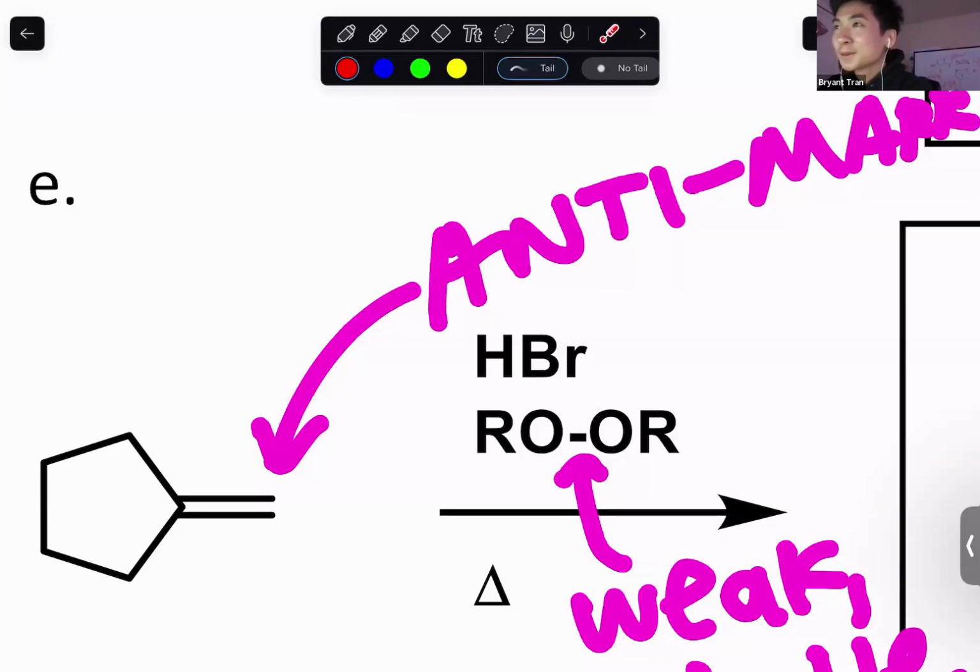Karsh effect, also called the peroxide effect or anti-Markovnikov addition, is a phenomenon where the addition of hydrogen bromide, HBr, to an unsymmetrical alkene occurs in the opposite way than predicted by Markovnikov's rule when a peroxide is present. Yeah, so that is also known as Karsh effect, aka the peroxide effect, which is this peroxide bond, or anti-Markovnikov addition, right?